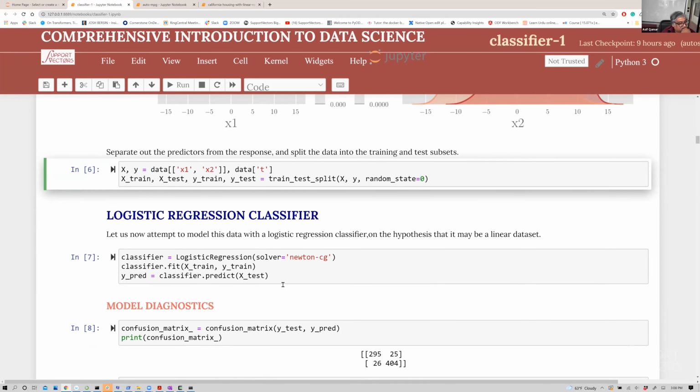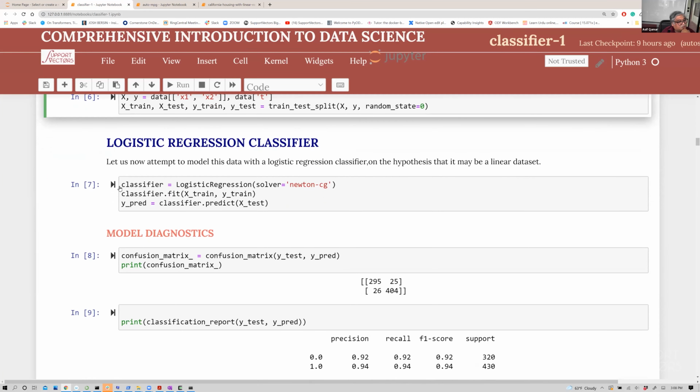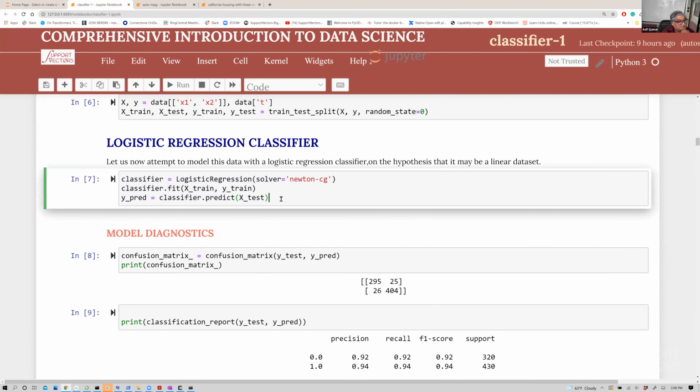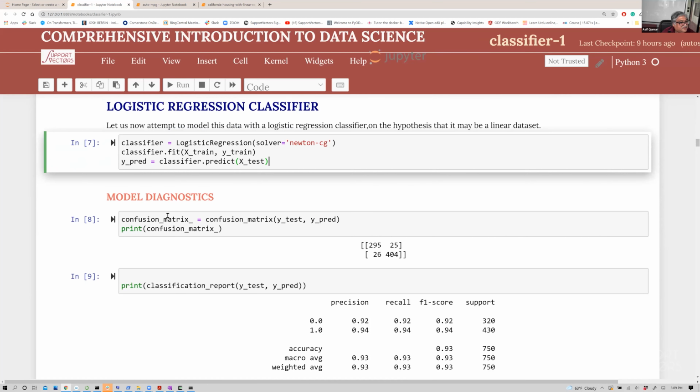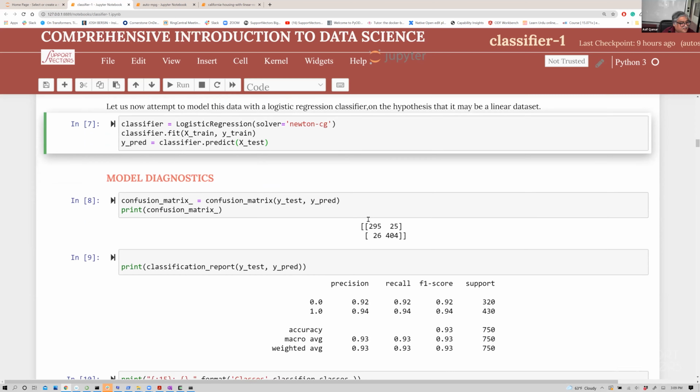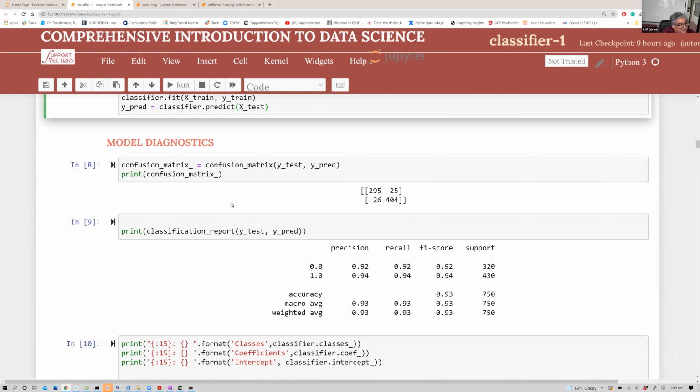So what is this? We instantiate. Does this code by now look very familiar, except that we are using logistic regression? The pattern should look very familiar. We create a model. What is the first thing we want to do? We want to create a confusion matrix. Let's do that.